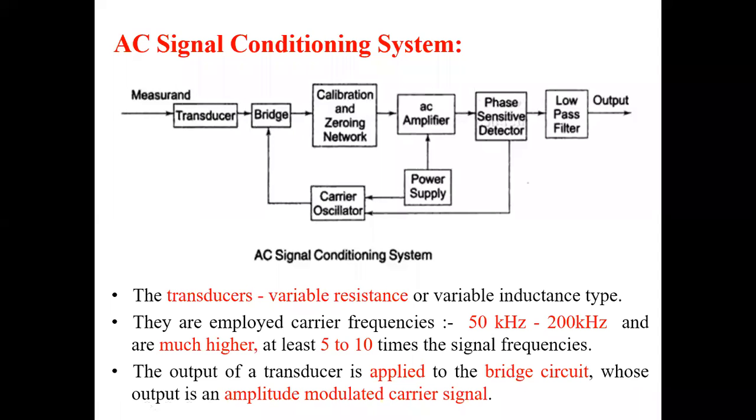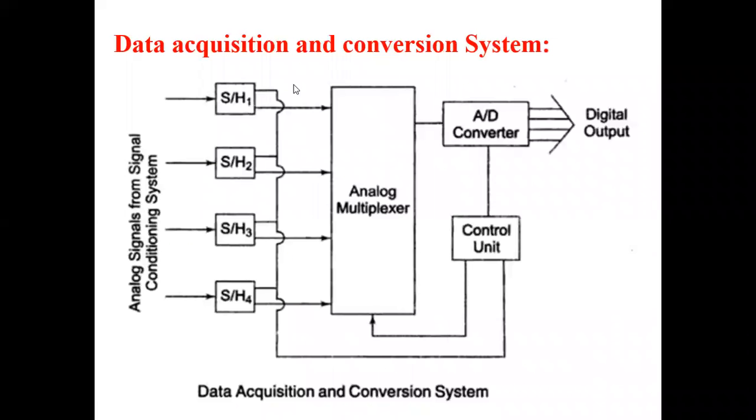Okay, so let us have the same thing, data acquisition and conversion system. In this one we have three main units. One is the sample and hold circuit, and one is the analog multiplexer, which is connected to the analog to digital converter, and a control unit. This control unit controls all three: the A to D converter, the analog multiplexer, as well as the sample and hold circuit.